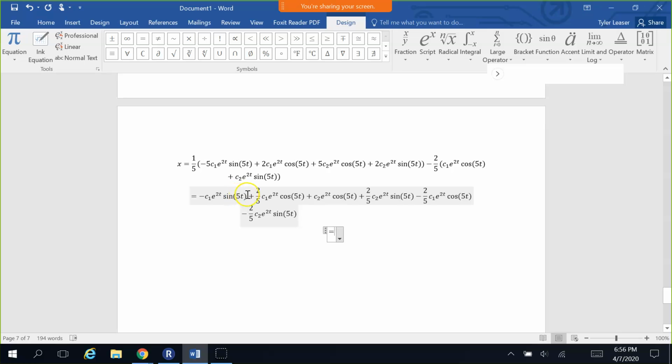So here we have a C1 e to the 2t sine 5t. I know what we can do. Alright, here we go. What I'm going to do is go ahead and factor out an e to the 2t from everything. Then I'm going to combine everything that has a sine and a cosine together. We'll do cosine first.